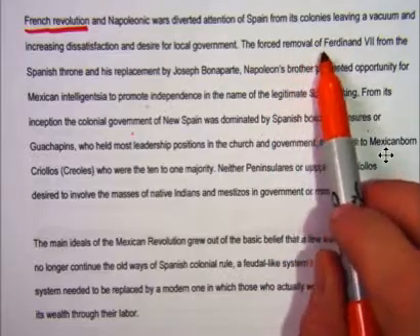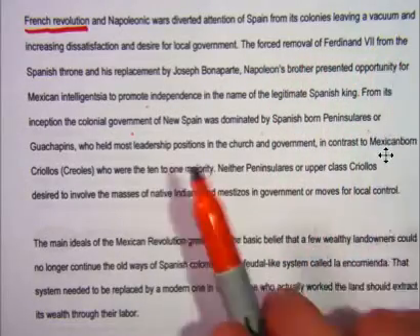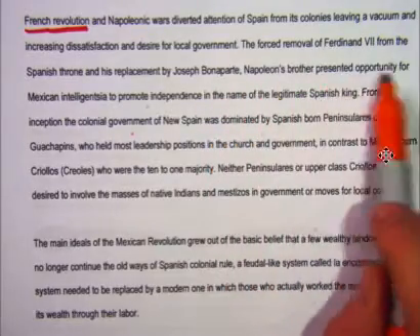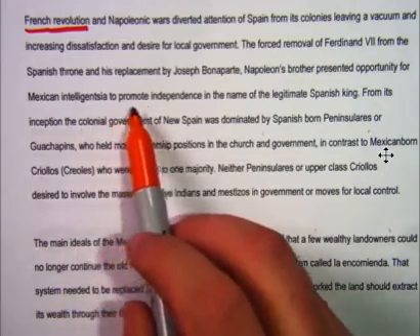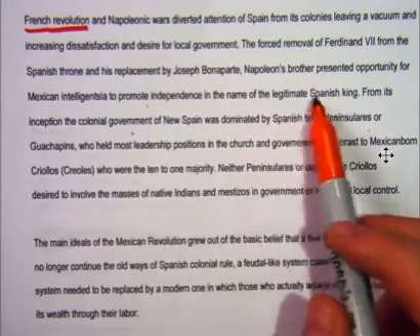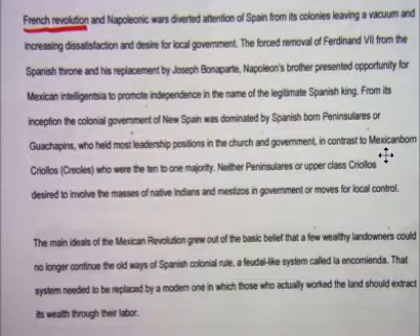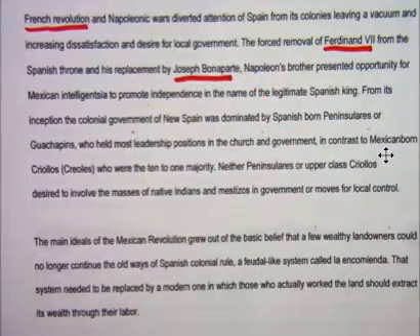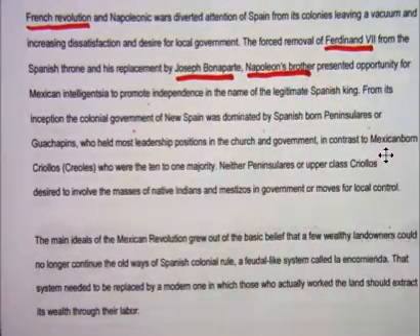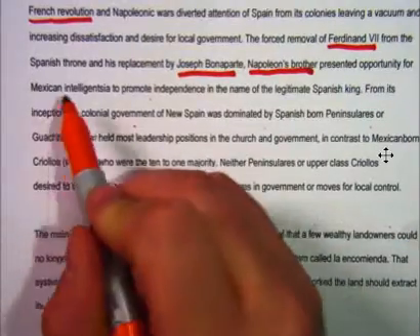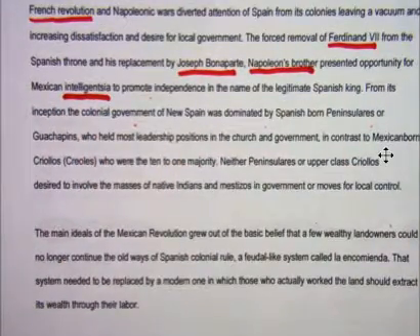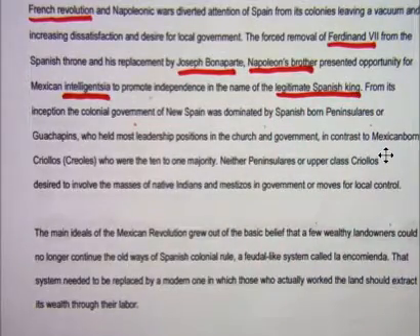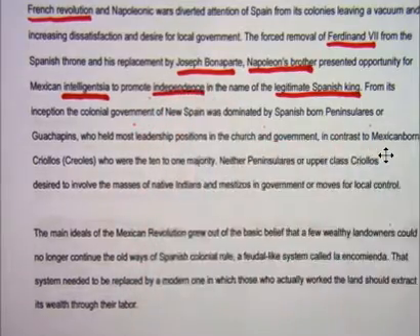The forced removal of Ferdinand VII from the Spanish throne and his replacement by Joseph Bonaparte, Napoleon's brother, presented an opportunity for the Mexican intelligentsia to promote independence in the name of a legitimate Spanish king. Wow, there's a lot of words there. So here's a historical figure. Who's Napoleon? Why is his brother put in charge? What's intelligentsia? What do they mean by a legitimate Spanish king? And how did this lead to promotion of independence?